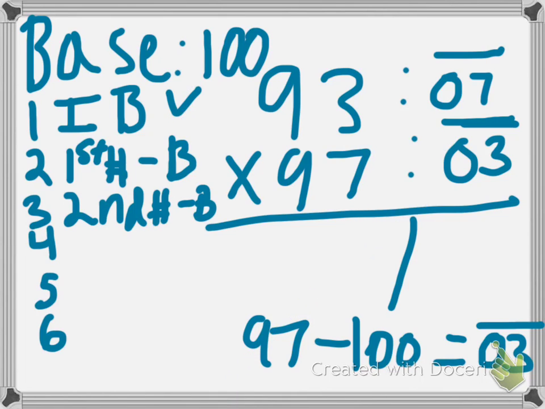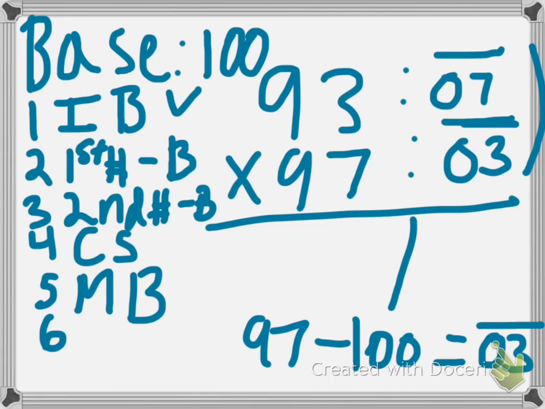Now, let's do step 4 and 5. Step 4 is cross-subtract, which I'm going to write CS, which I already did. Step 5 is multiply these two, so multiply bars, which I'm going to write as MB. And then 6, as in remove dash.